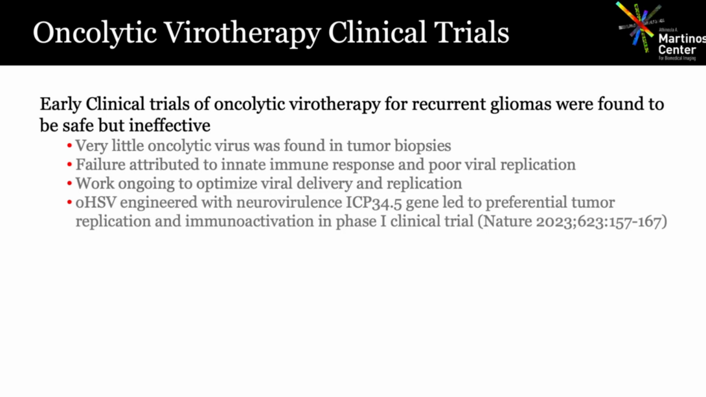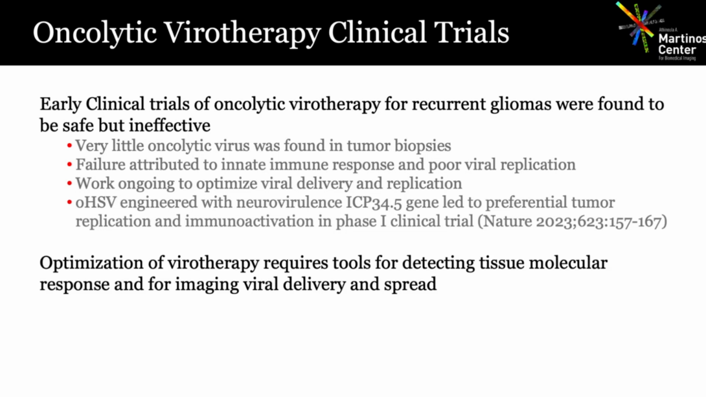Very recently, my collaborator, Nino Chioka, has published a clinical trial with an oncolytic herpes simplex virus engineered with a neurovirulence gene that led to preferential tumor replication and immunoactivation. So it's promising, but there's still work to do to optimize things. And that's where we wanted to develop tools so that we could look at detecting, first of all, the tissue molecular response to the virotherapy, but also ideally to be able to track the virus itself. Is it spreading in the tumor?